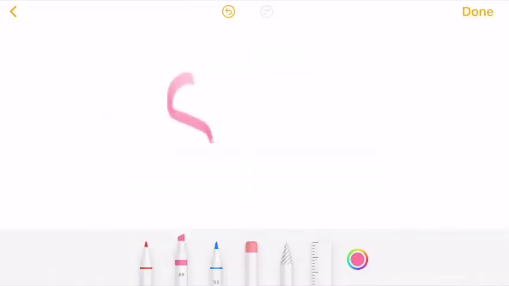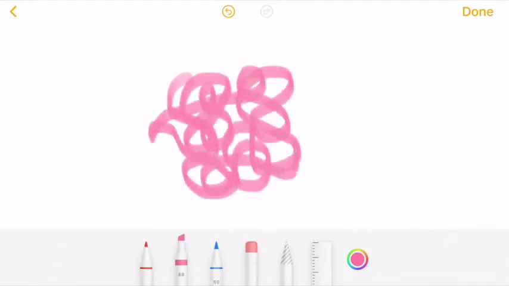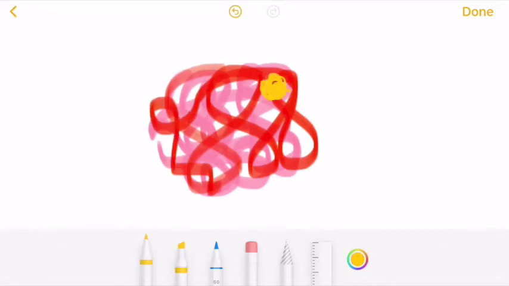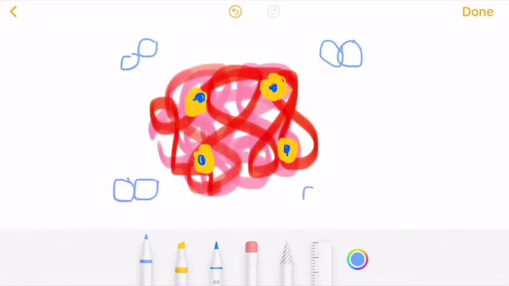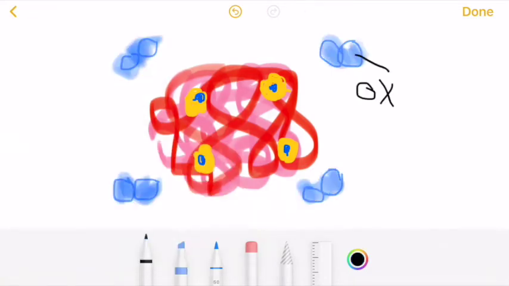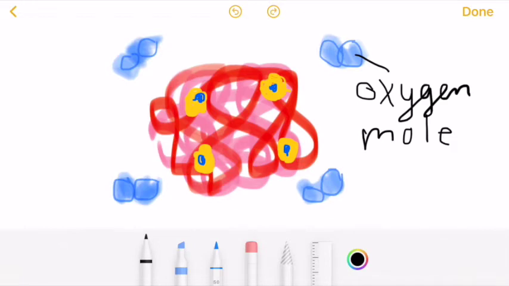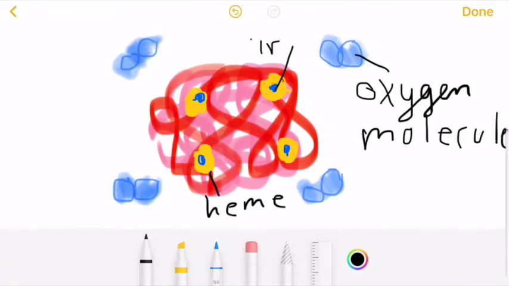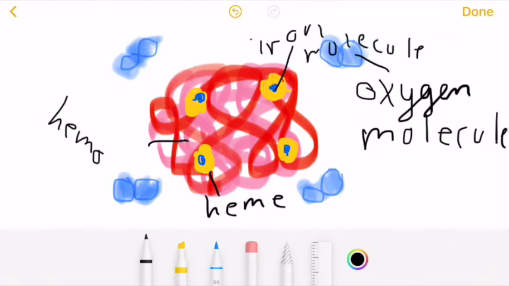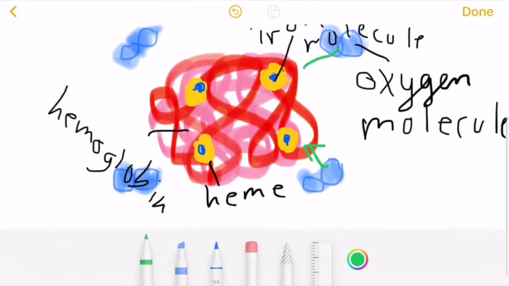The red blood cell is able to hold on to oxygen because of a protein called hemoglobin. In this diagram, the blue circles off to the sides are the oxygen molecules. The yellow circles are the hemes. The blue circles inside the hemes are the iron molecules, and the pink and red squiggly lines represent the hemoglobin. Hemoglobin binds to oxygen, allowing cells to transport it throughout the body.